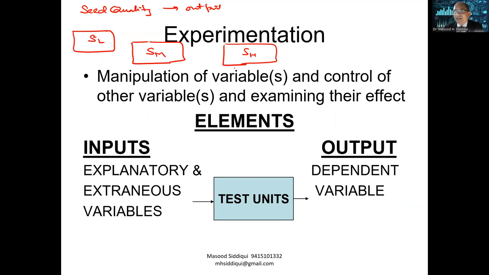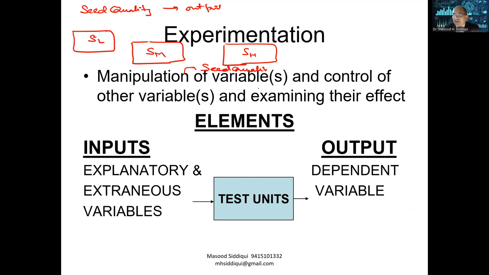So again, what do we mean by experiment? It is the manipulation or change of a variable or more than one variable. Here we are manipulating, we are changing the seed quality. And the control of other variables: the other variables like humidity, temperature, soil quality, irrigation amount, all other things are controlled, made constant. And after that, we examine the impact, whether there is an impact or not.